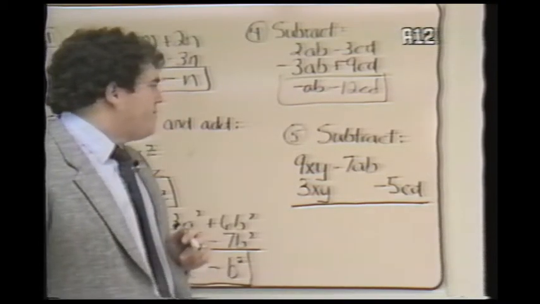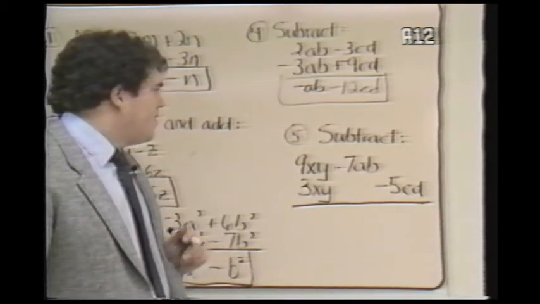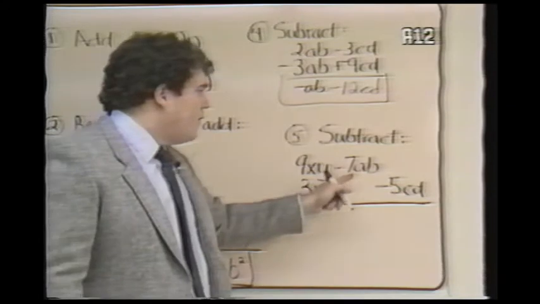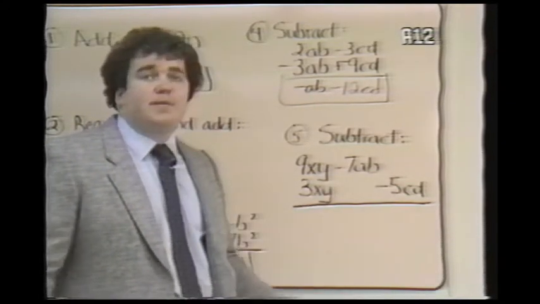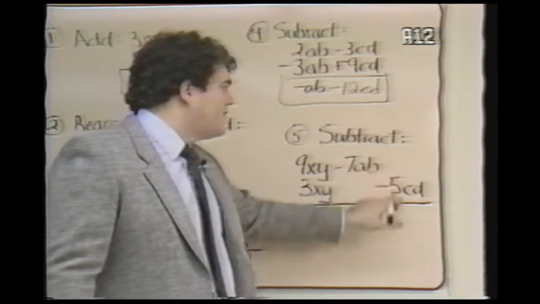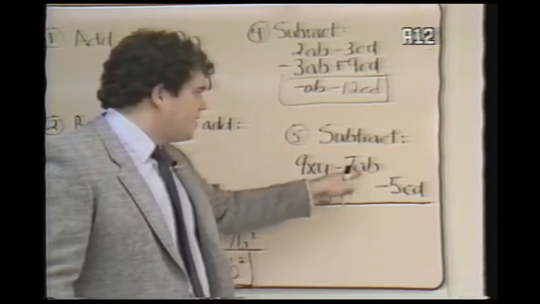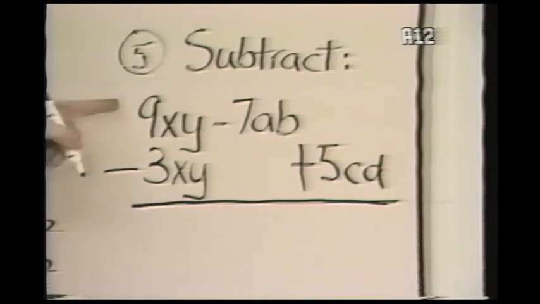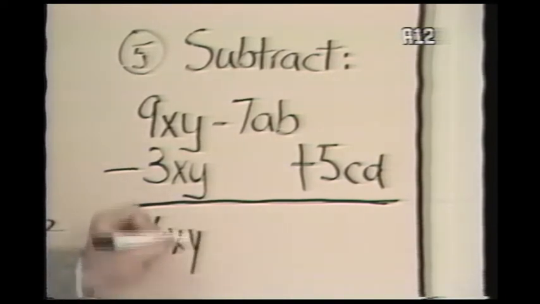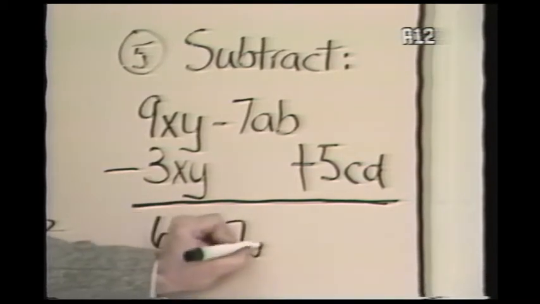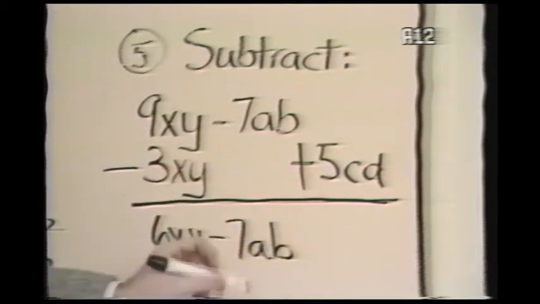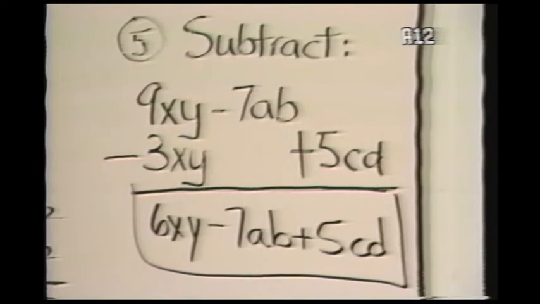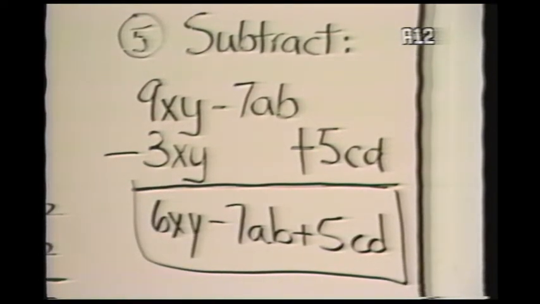Problem number 5. 9xy minus 7ab. We're going to subtract from that 3xy minus 5cd. Now, we have no other ab here and no other cd there simply because we don't have them. Okay, the like terms are xy's. The unlike terms are ab's and cd's. Changing the sign of the bottom term, I will get 6xy. That minus 7ab comes straight down, and that new plus 5cd comes straight down also. The answer: 6xy minus 7ab plus 5cd.